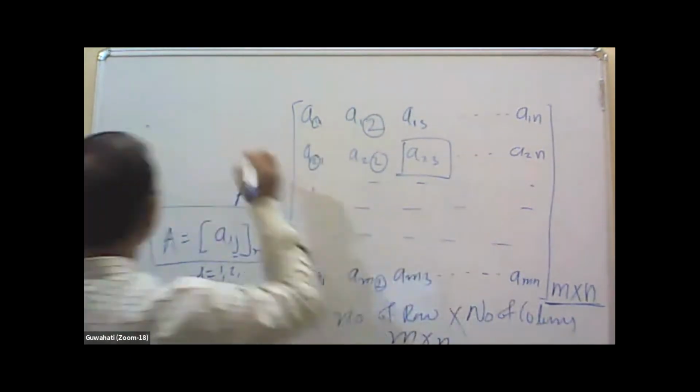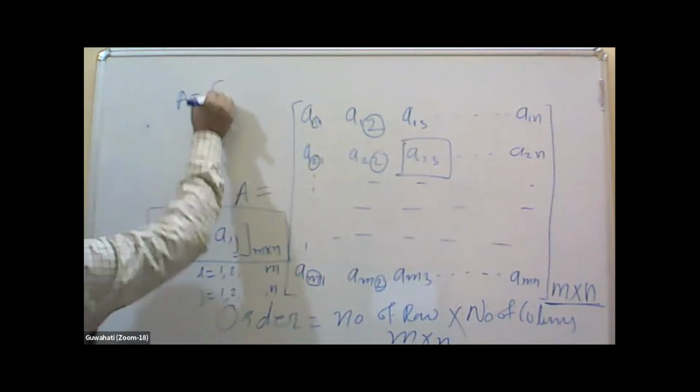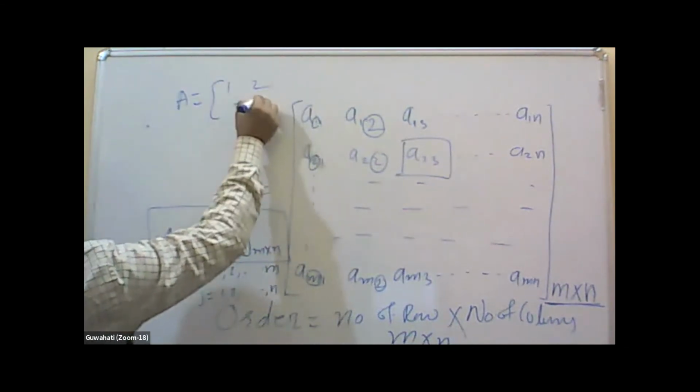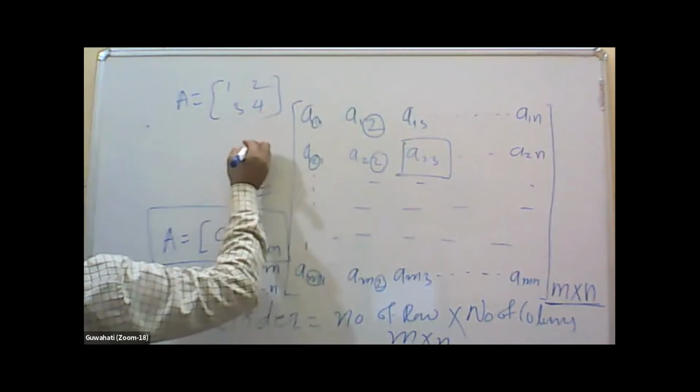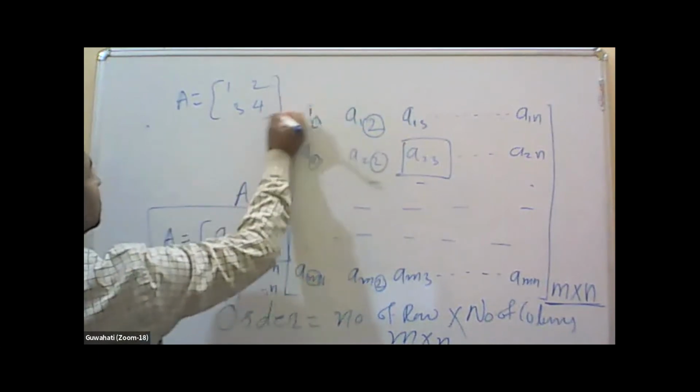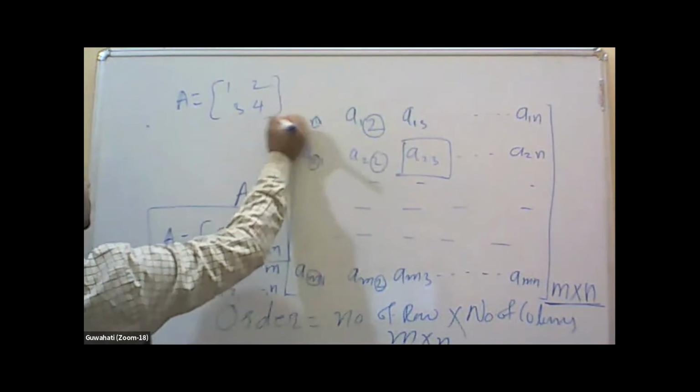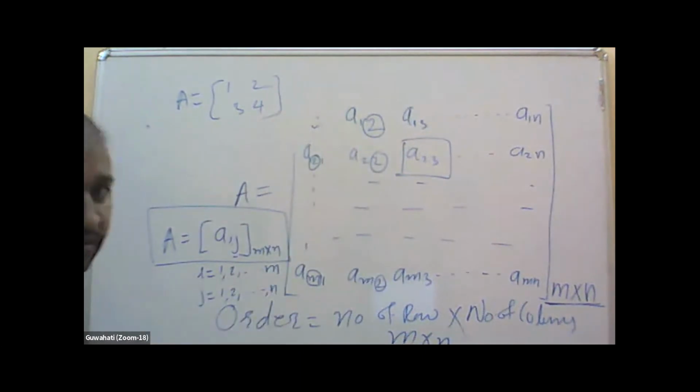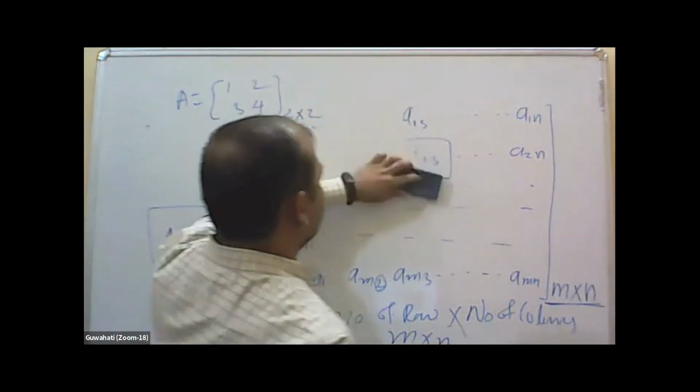Suppose the order of this matrix is m rows, n columns. If I write the matrix A as 1, 2, 3, 4, what is the order of this matrix? How many rows and how many columns are there? Two rows and two columns. Right, 2 into 2. So can I remove these things?